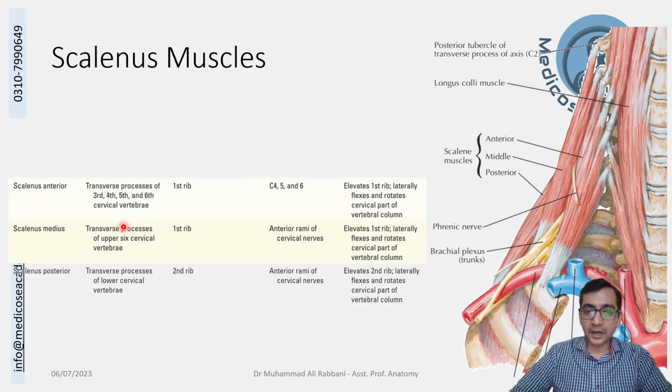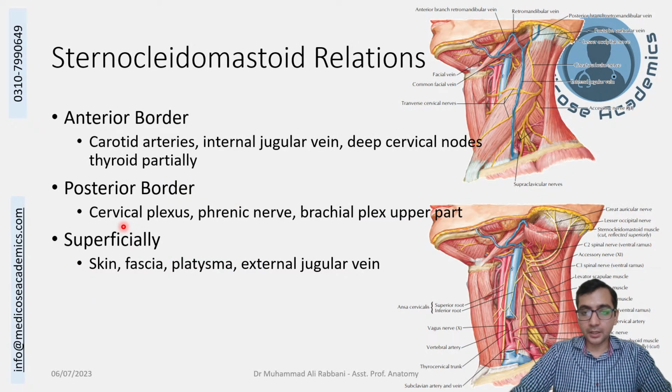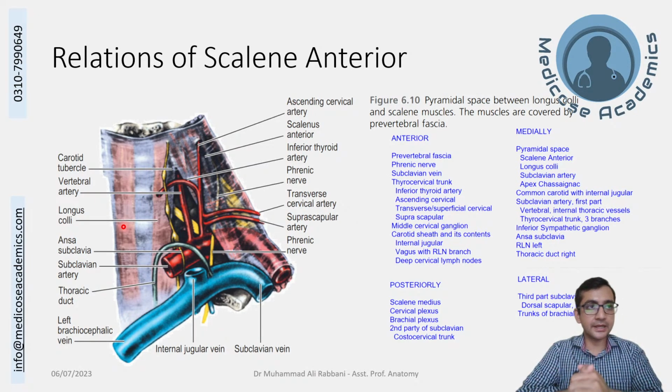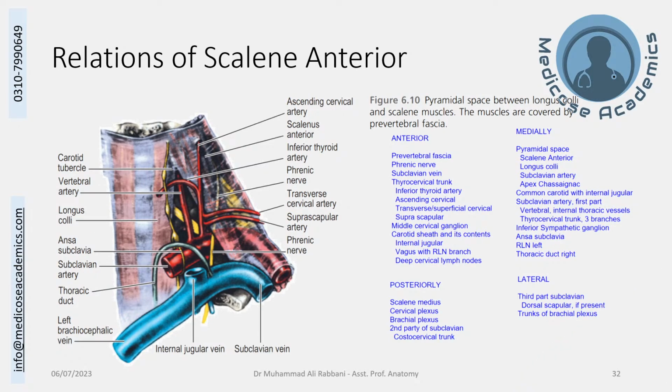All of these are supplied by the anterior rami of cervical nerves as they are exiting the intervertebral foramina. The scalenus anterior is very important as an anatomical landmark. Let me remove myself here. I am blocking a few texts. The scalenus anterior, you may take a snapshot of this slide. Scalenus anterior relations are very commonly asked in exam questions.